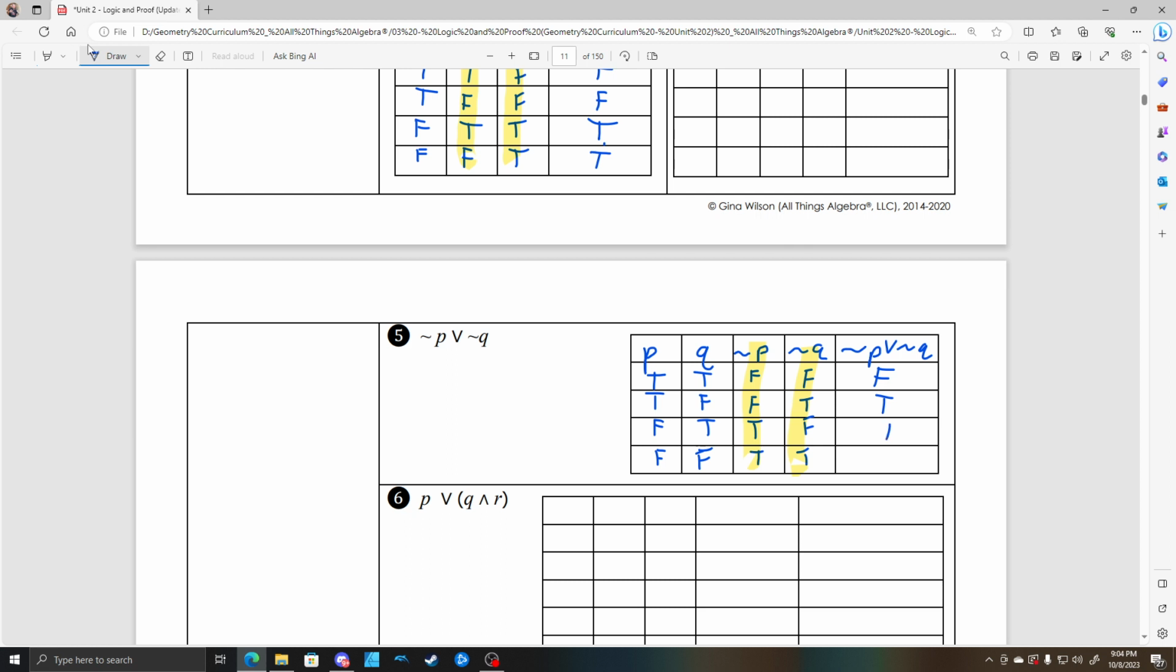Here we have a true. And here we definitely have a true, right? So that's it. All you have to do is always take the original statements, find any negations that you need, and then go from there.